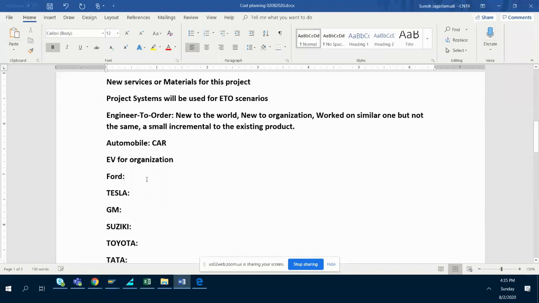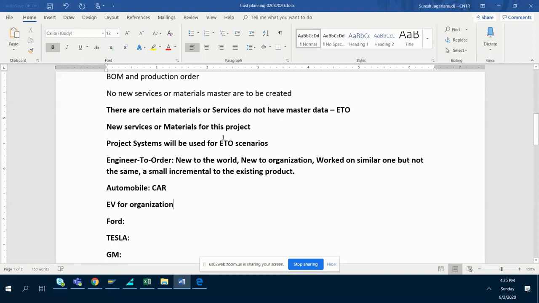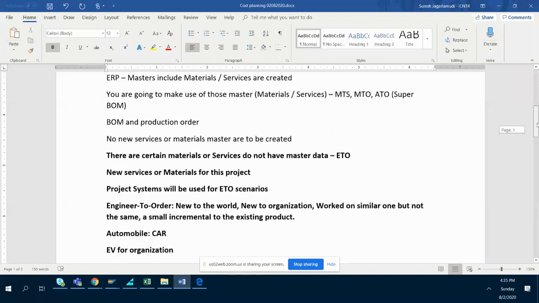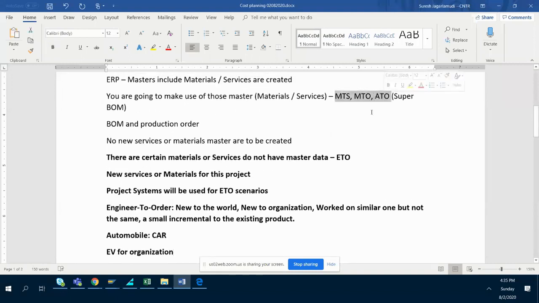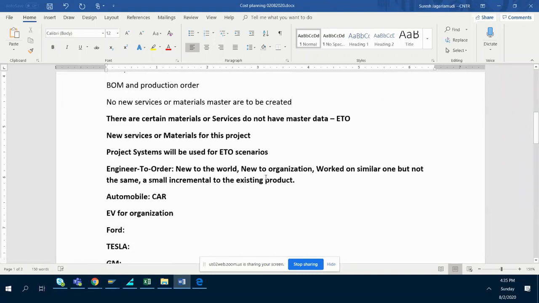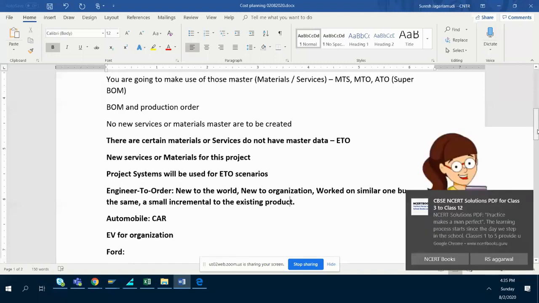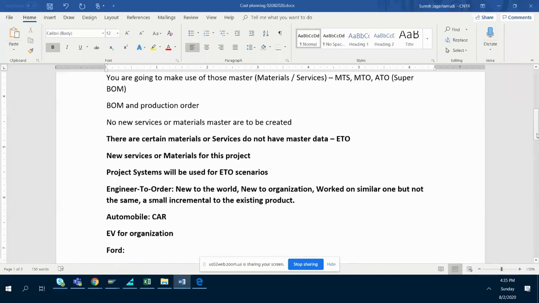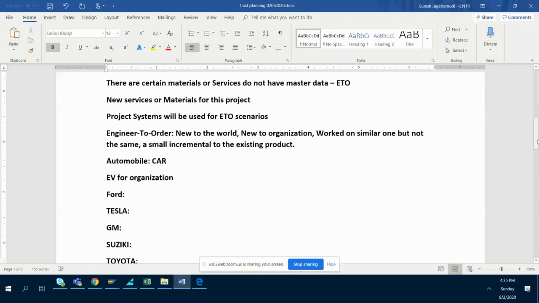Now tell me, one by one. Ford. Electric vehicle for Ford: what does it come under? You tell first whether it is MTO, MTS or ATO, or is it ETO? First of all, tell us what it comes under, then we talk about further bifurcation. Does this come under ATO, assembling to order, or actually MTO? Tell me. First of all, understand that one.